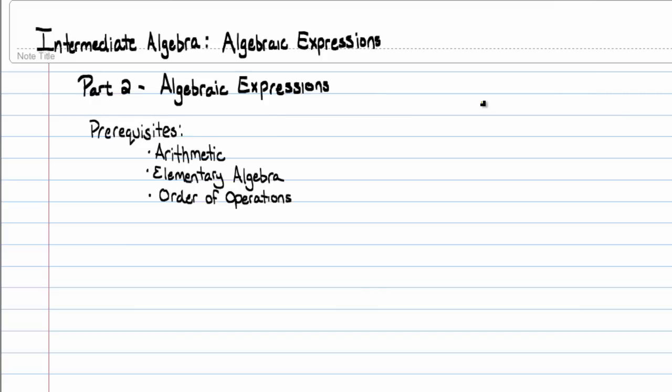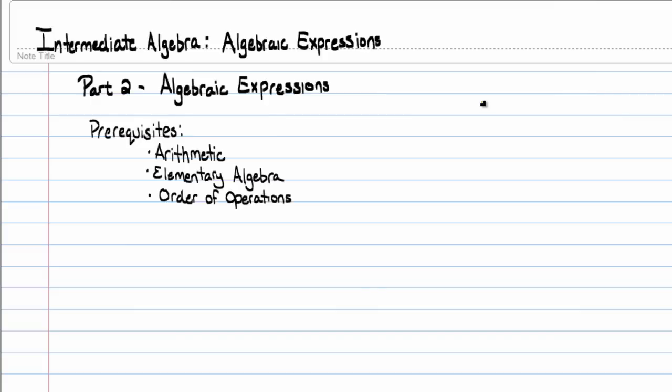This lecture is still kind of a review of intermediate algebra and algebraic expressions specifically. There was a part one to this, and in that part one, it's all about the order of operations. So if you're not sure about the order of operations, please go to part one of this and watch that. Otherwise, in this part two, we're actually going to focus in on algebraic expressions.